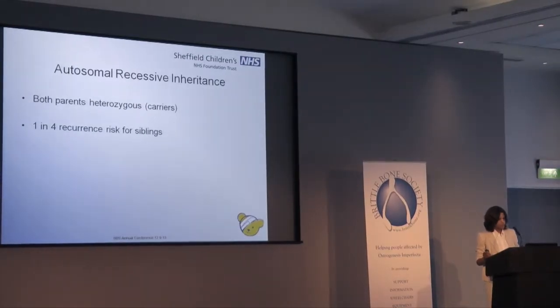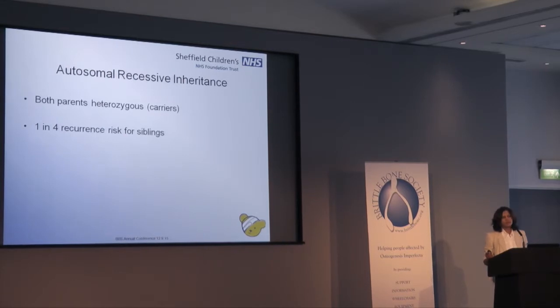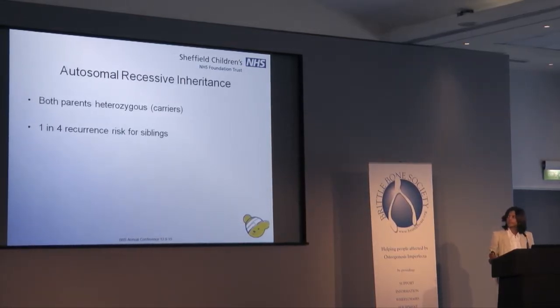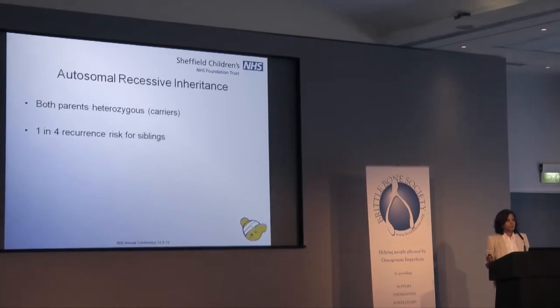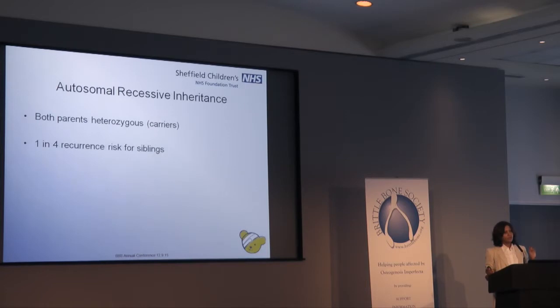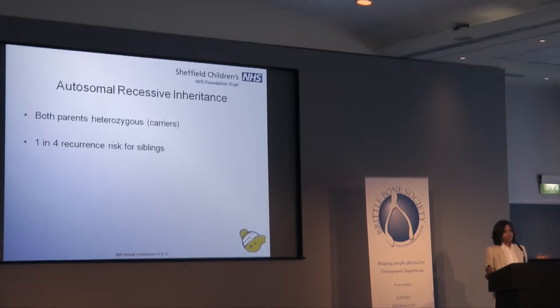Moving on to the rarer pattern of inheritance, this is autosomal recessive inheritance. This is a situation where both parents are carriers of a faulty copy each, but it doesn't affect their own health in any way because it doesn't affect the protein that comes out of them. So they are healthy carriers. And here we have a 1 in 4 recurrence risk for children.